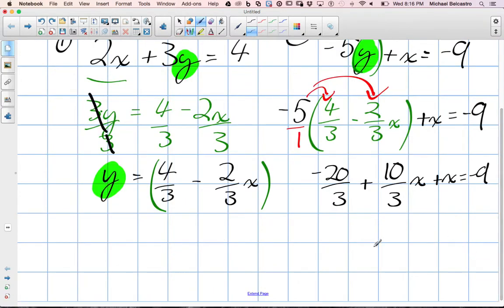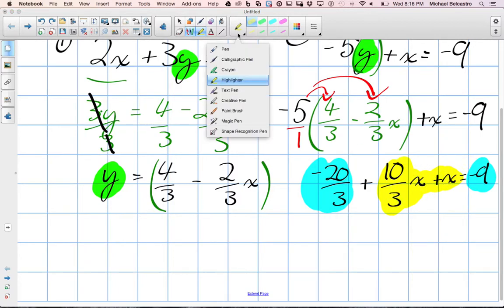Again, this is a harder question. There's a lot of fractions involved. So we do have like terms. Our like terms are our two constants. We have negative 20 over 3 and 9. Those are technically constants. There's no variables attached to them. And our other like terms are positive 10 over 3x plus x. They're both x values, so we can put them together.